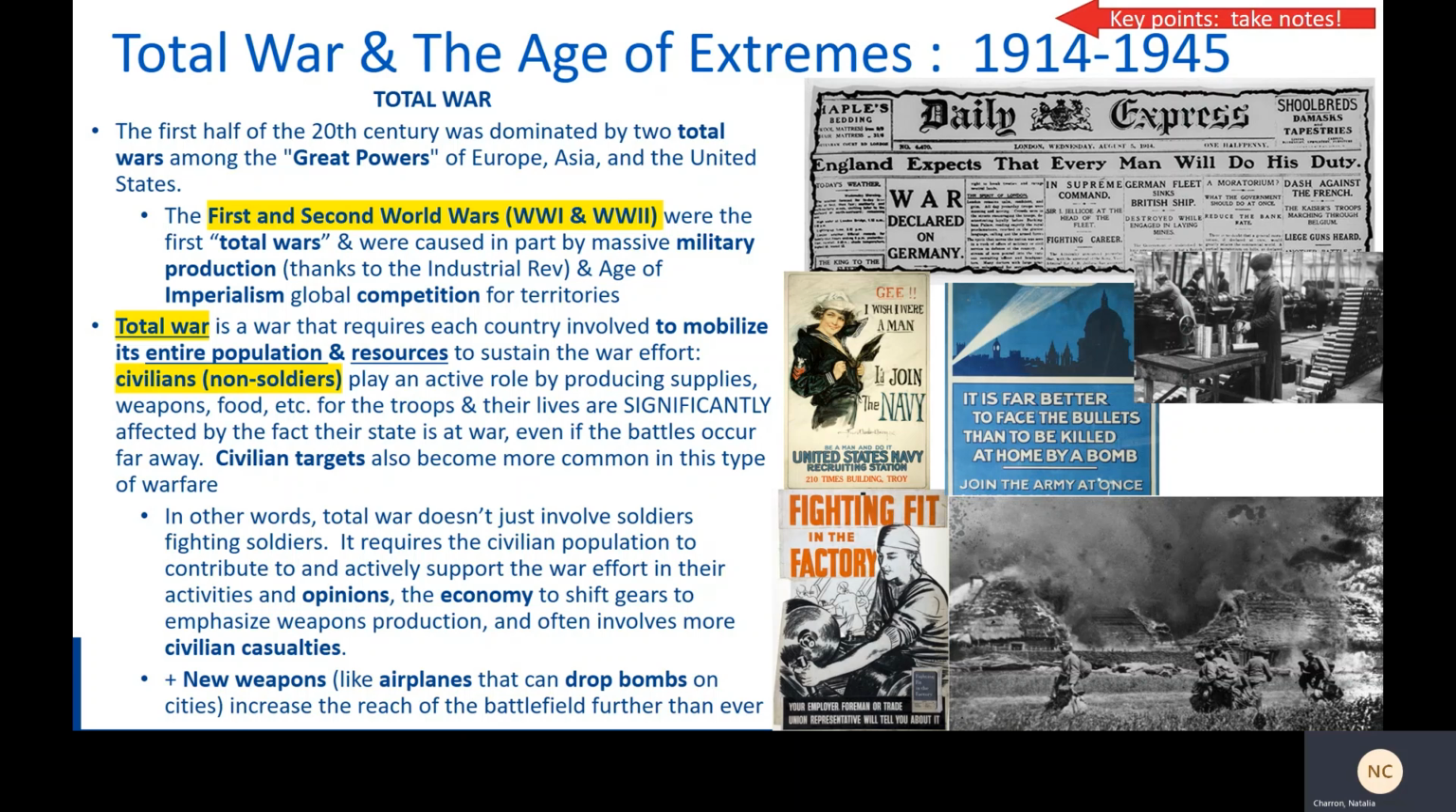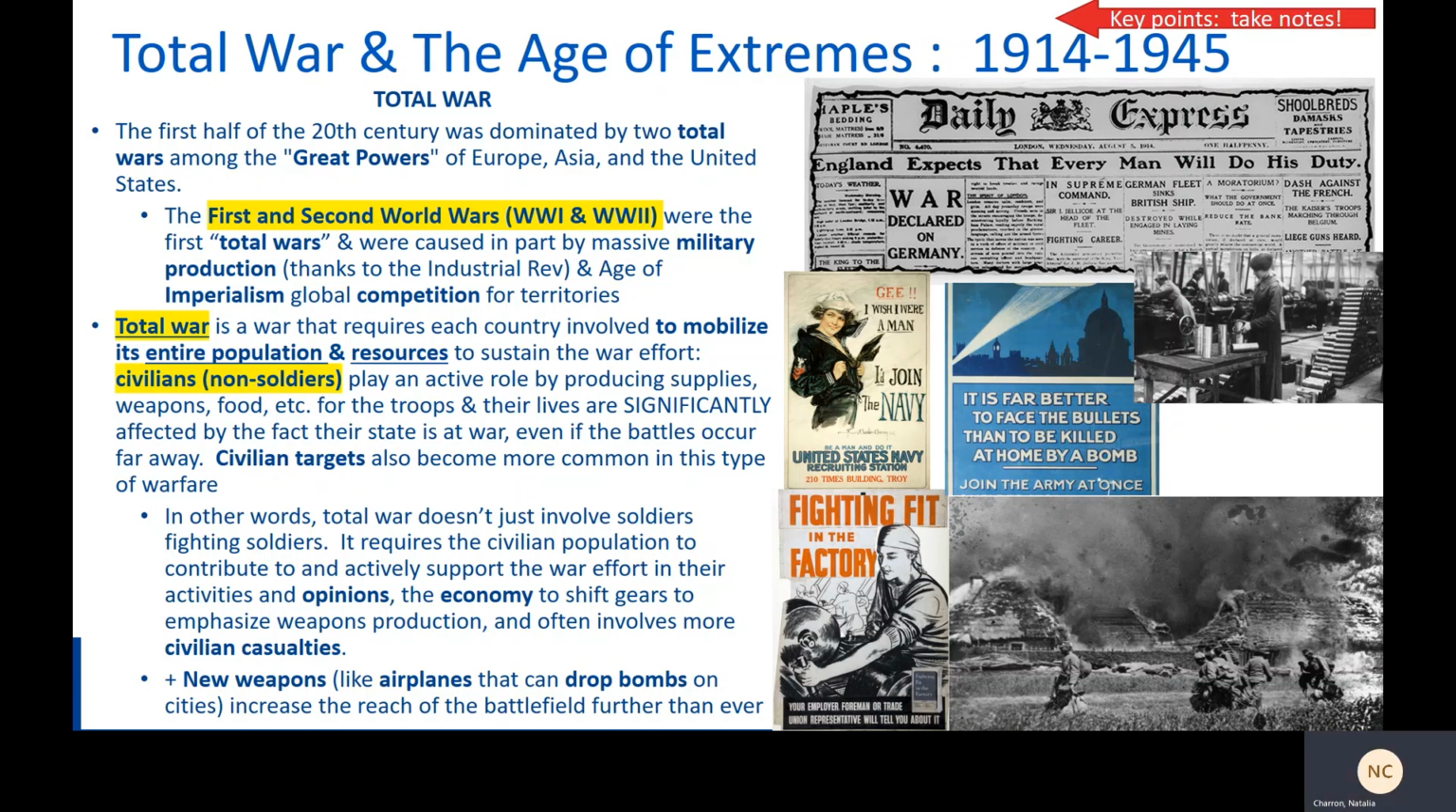In these kinds of wars, civilians, by which is meant people who aren't in the military, regular people, play an active role by producing supplies, weapons, rationing food, that sort of thing for the troops. And their lives are significantly affected by the fact that their state is at war, even if the battles occur far away. This also means that, tragically, civilian targets also become more common in this type of warfare. In other words, taking out civilians if they're the enemy comes to seem legitimate and valid as a strategy in total war.